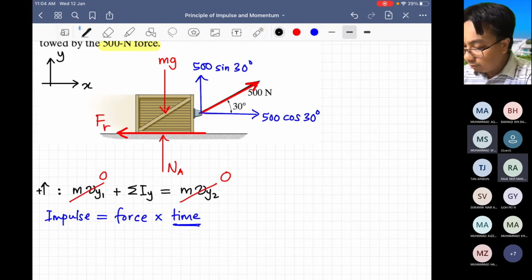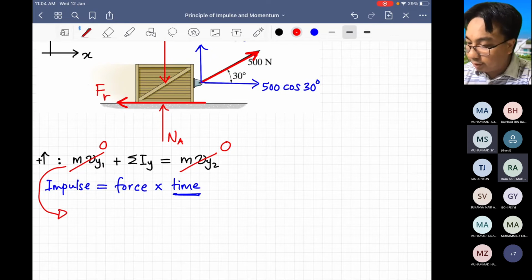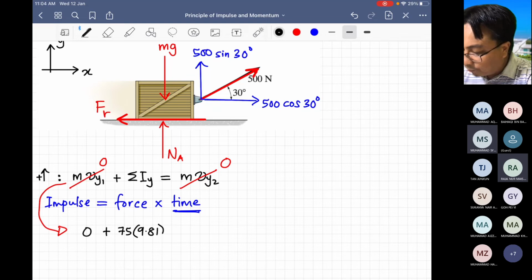Okay, so bila kita going back to this equation here, I will bring this equation down. So kita akan jadi kosong tambah, okay, force yang pertama mg darab dengan time. So m is 75 kg, g is 9.81, darab dengan time is 4 seconds. Time dia bagi 4 seconds. Yang tu yang pertama, mg, settle.